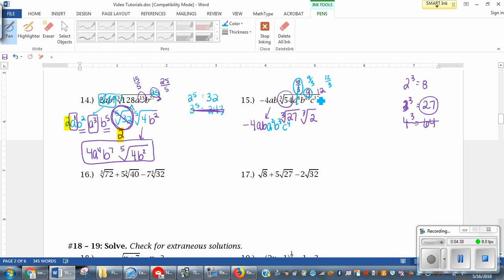But I have some leftovers here, so it wasn't actually a 9, it was a 10. So underneath my cube root house, I'm going to have 1 left over, the difference between 9 and 10.